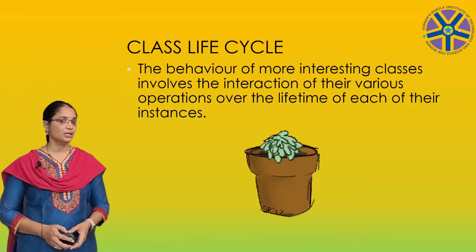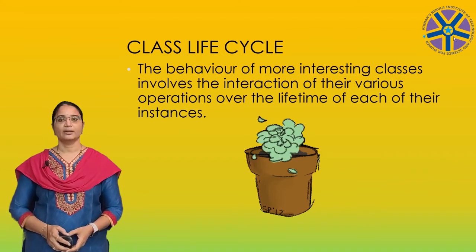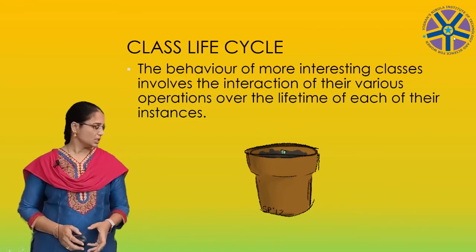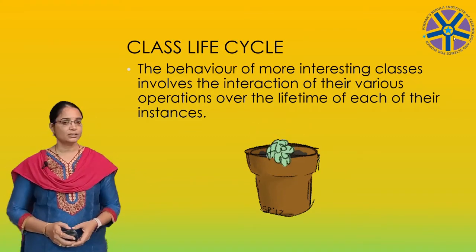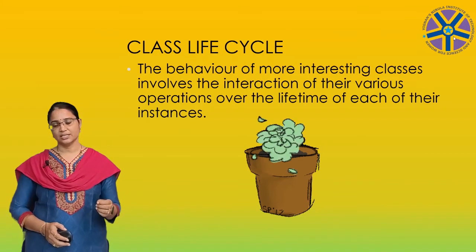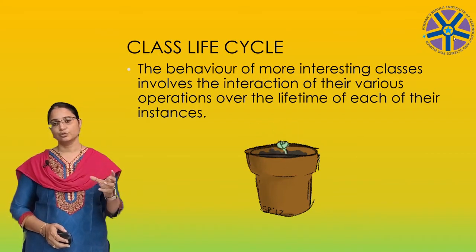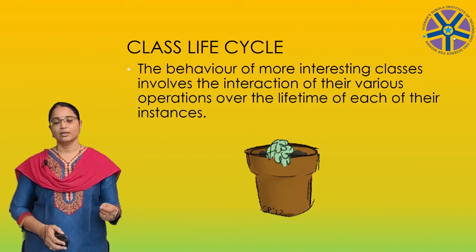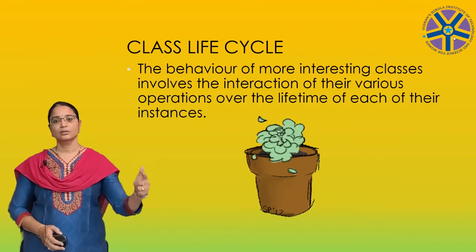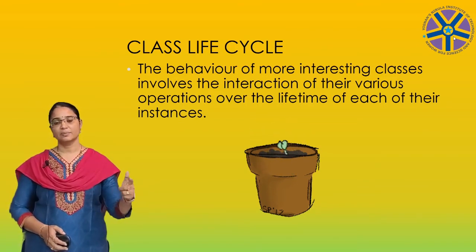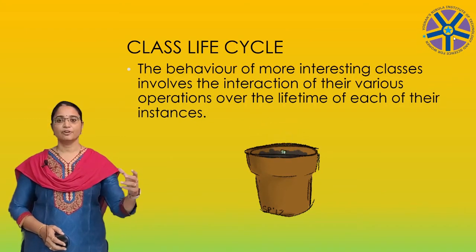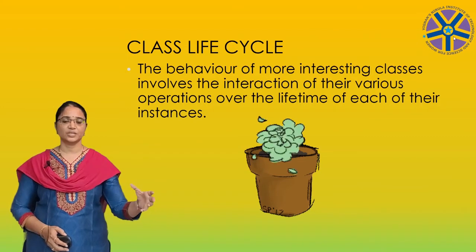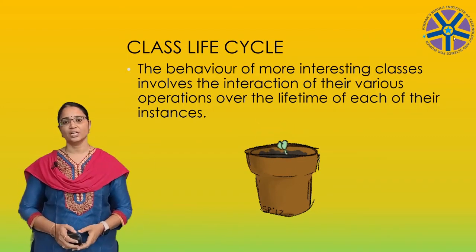In the PPT, you can see the life cycle of a plant so that you can better understand what life cycle means. Here, if you see the plant, it starts from the seed. It grows. It gives fruits. Again, after that it dies. That is how the life cycle of a plant is. Similarly, how the class is performing, how the class is interacting with various operations, that gives the life cycle of a class.